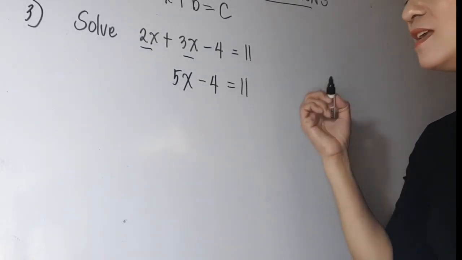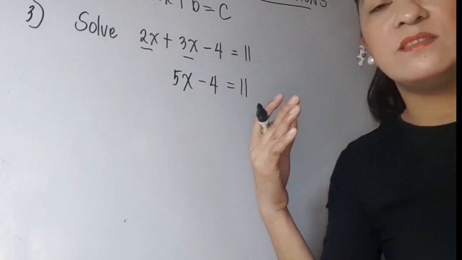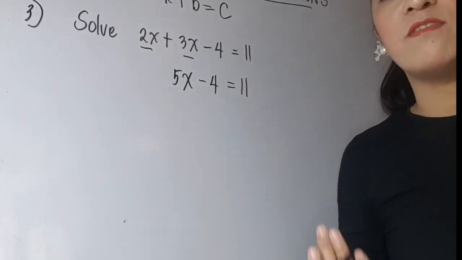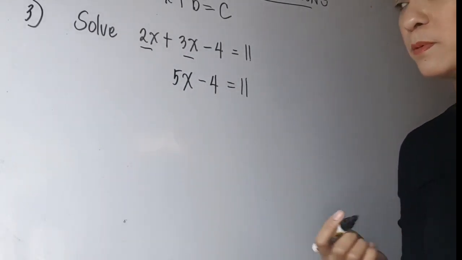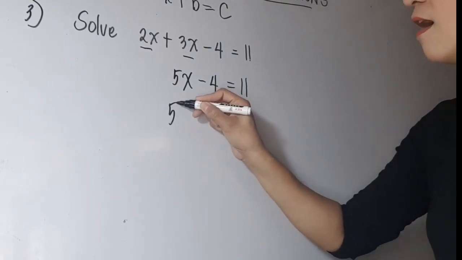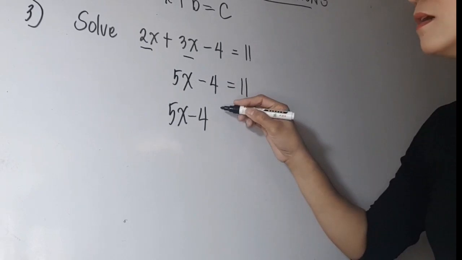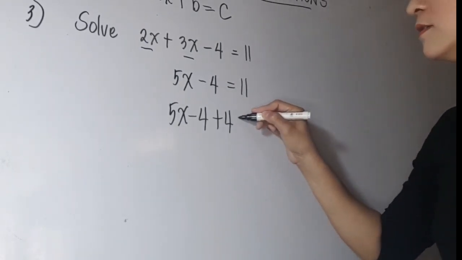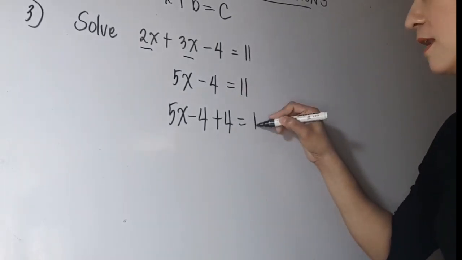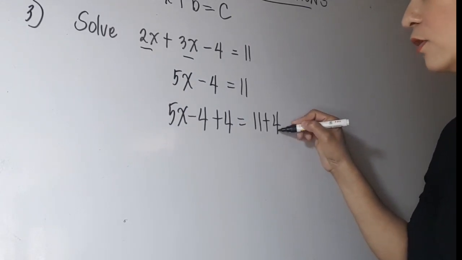Okay? So, the next one is you're going to isolate the variable by using inverse operations. So, we have 5x minus 4. Okay? So, add 4. So, the same with the right side. 11 plus 4.